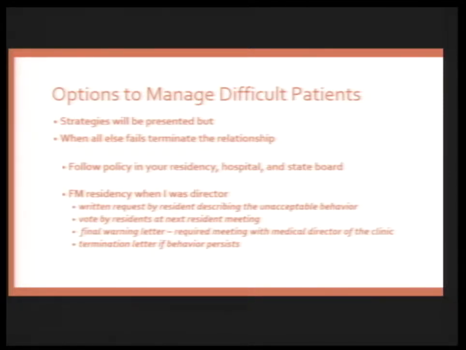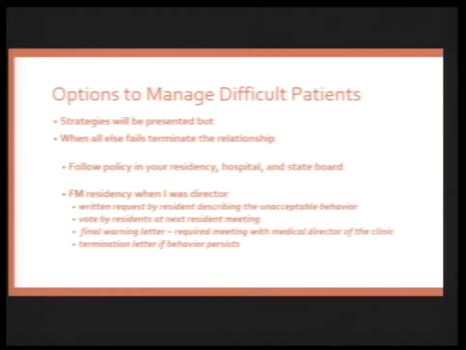So I developed a policy, and our policy in family medicine was, one, the resident had to put in writing a description of the behavior that was inappropriate, and then focusing on the behavior, not on other characteristics like the person is just mean. So what was the behavior? And then that needed to be presented to the next resident meeting. We had weekly resident meetings, and it would be voted upon by the residents as a group. Guess how many votes were not unanimous to kick the patient out? 0. So the residents always were in favor of doing what the primary resident had recommended. So that triggered a final warning letter.